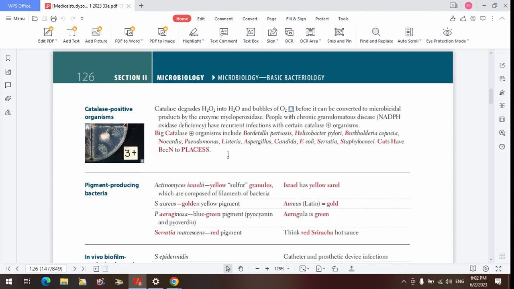Catalase can degrade hydrogen peroxide into water and oxygen, and superoxide dismutase can convert the oxygen free radical, that is superoxide, to oxygen itself. So they lack those two enzymes because they don't want oxygen to be around. Now, that's what catalase does: degrade hydrogen peroxide to water and oxygen before it can be converted to microbicidal products by the enzyme myeloperoxidase.